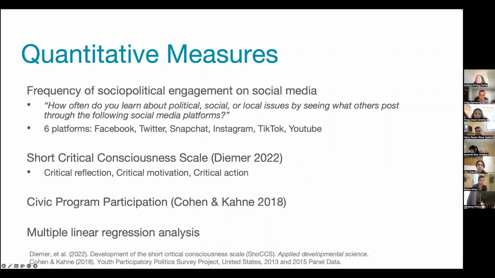And we measured critical consciousness using the short critical consciousness scale, which allowed us to measure critical reflection, motivation, and action distinctly. For context, and as one of our covariates, we also measured civic program participation, meaning how frequently respondents engaged with civic-minded organizations in the past year. And we conducted a multiple linear regression analysis to explain the degree to which the frequency of socio-political engagement on each of the platforms we studied is significantly associated with these 3 components of critical consciousness.